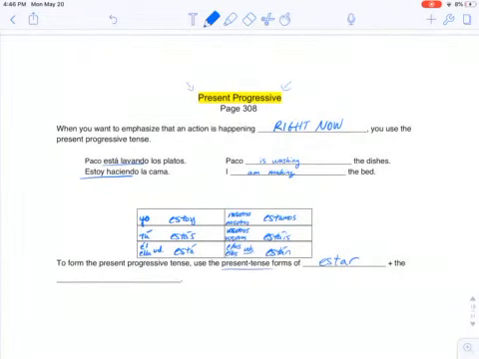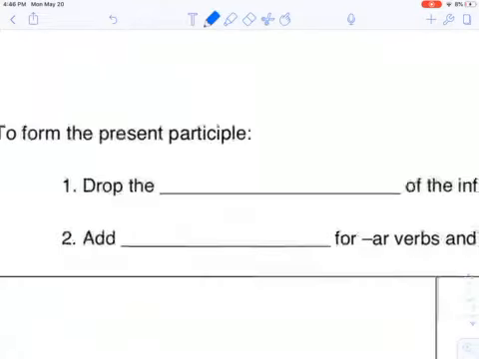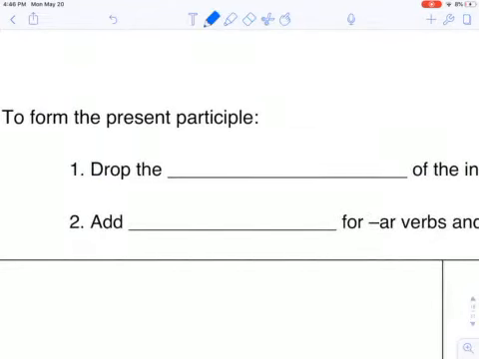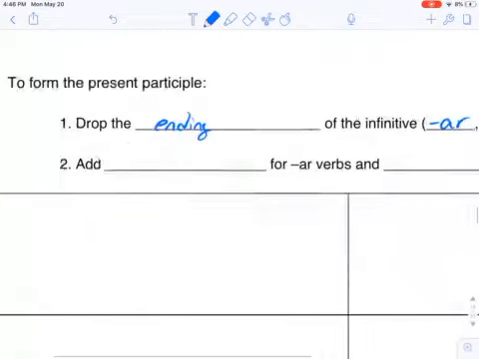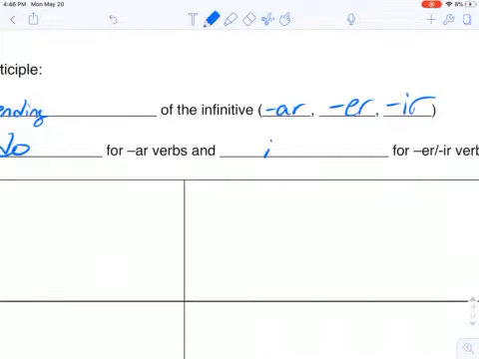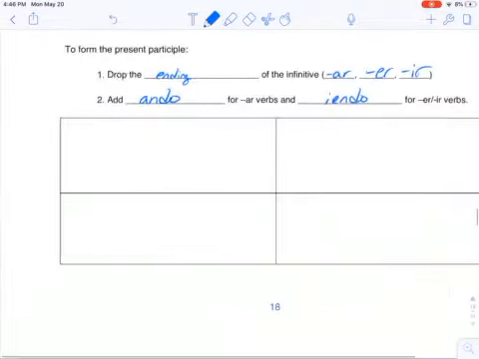After you use the present tense form of the verb estar, you're going to add on the present participle. So in order to form the present participle, you're going to drop the ending of the infinitive. So either drop off the AR, the ER, or the IR. And you will add ando for AR verbs and yendo for ER or IR verbs.